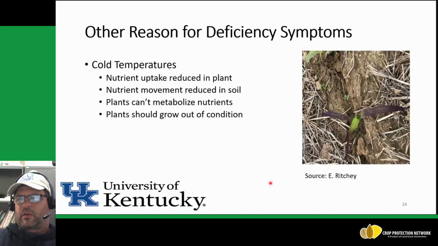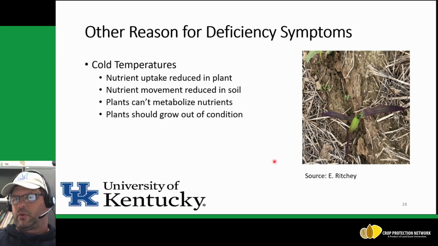Okay, now we talked about, we pretty much sounded like a broken record: we don't have enough, it's too cold, too wet, or something. But there are some other issues that we need to look at. If you were to look at this just real quick, the first thing that would come to mind is, oh, that's phosphorus deficiency, purple leaves starting on the older ones and working up. Well, actually, this is cold temperature.